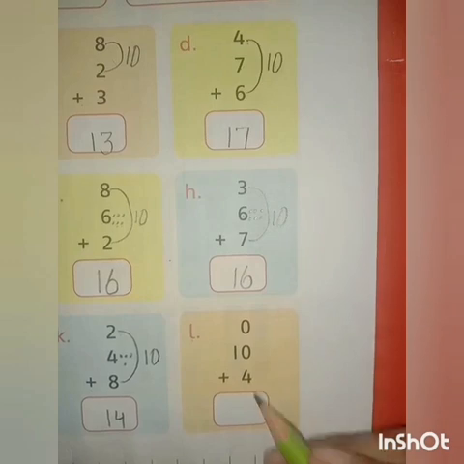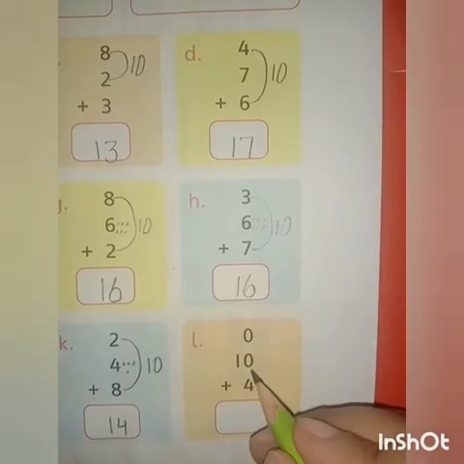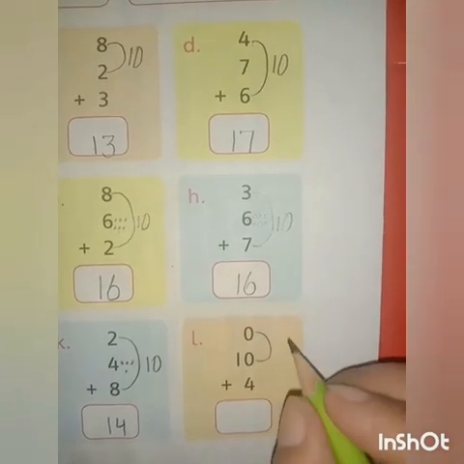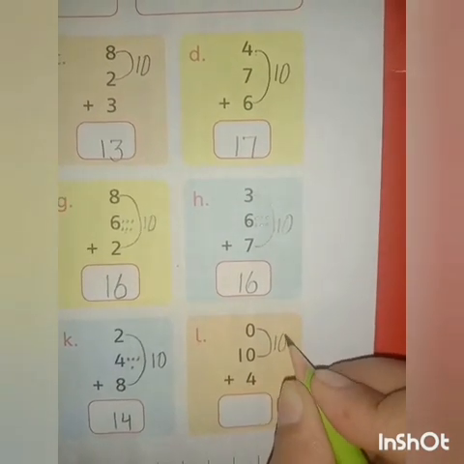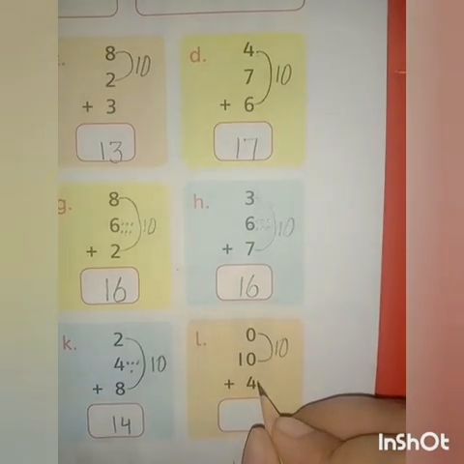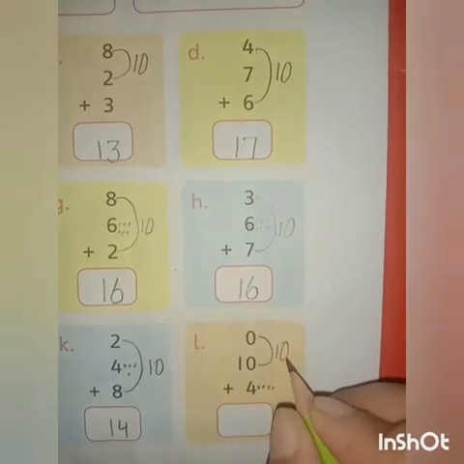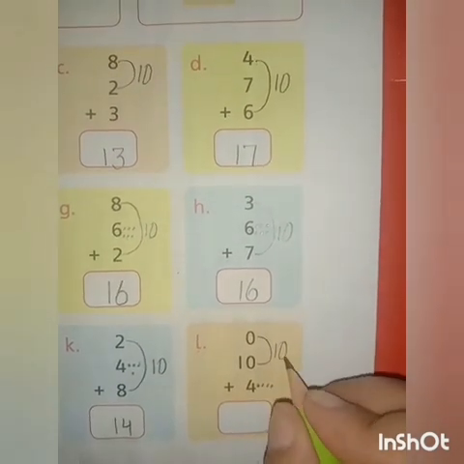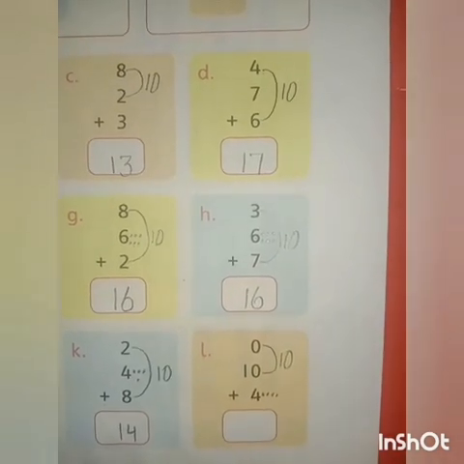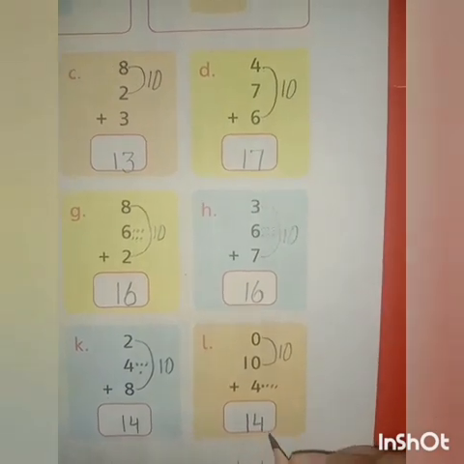0, 10, 4. We have to add them. Students, when we add 0 in 10, the answer is 10. We have to match and write here 10. Now we have to add 4 in 10. Point a 4 little bit dots on the back of 4. 1, 2, 3 and 4. Now count towards 10. 10, 11, 12, 13 and 14. Here we got our answer and the answer is 14. Write it in the box.